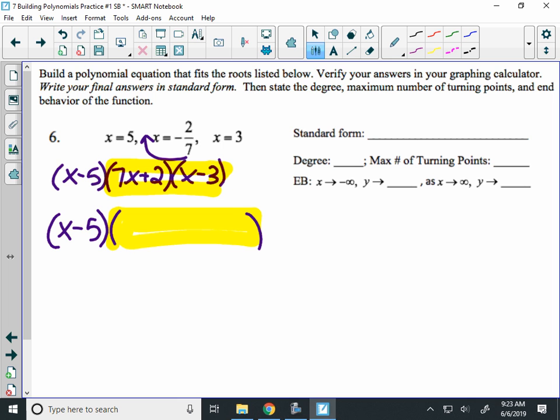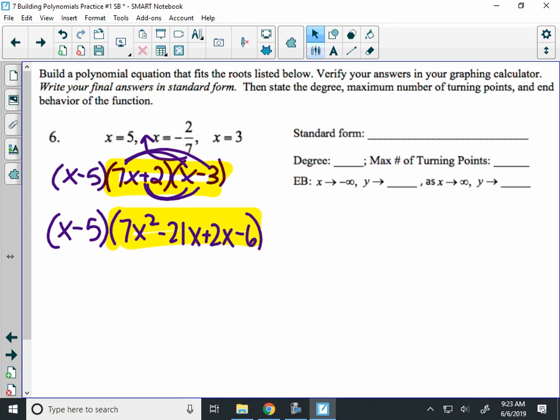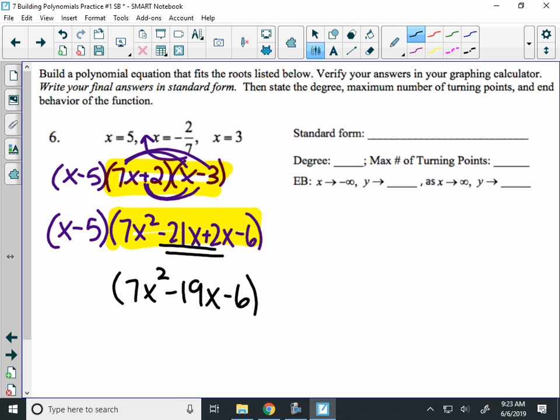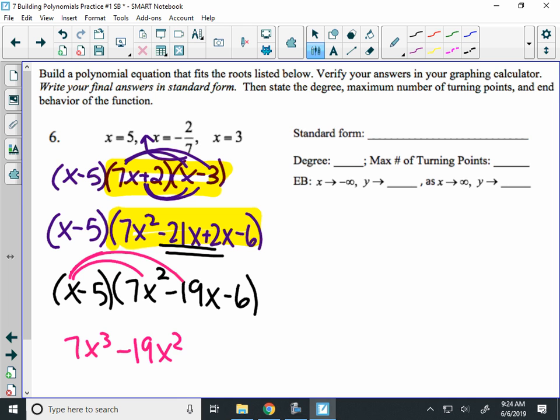That's just my preference. I'm going to leave the x minus 5 out in front. Don't lose it. And when I multiply here, I'll have 7x times x is 7x squared minus 21x plus 2x minus 6. Now to make things a little easier, I'm going to combine like terms. I'm going to make that into 7x squared minus 19x minus 6. And then the x minus 5 comes back down. Now I distribute this. I'm almost done. Distribute the x. X times 7x squared is 7x cubed minus 19x squared minus 6x.